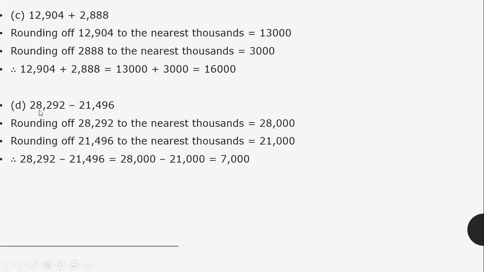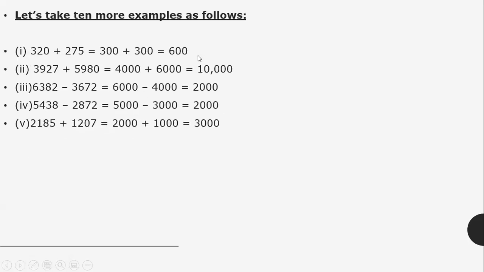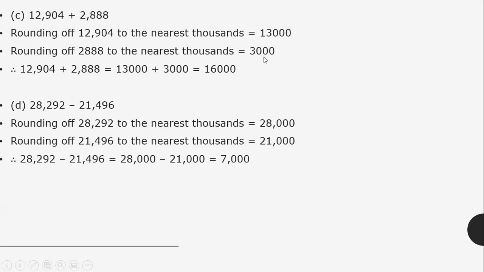Again, we have to find out the sum of these two numbers. 12,904. We will find the nearest thousands place approximation this time. We'll get 13,000. 2,888. Its nearest thousands place approximation is 3,000. So 13,000 plus 3,000, we'll get 16,000 as a sum.